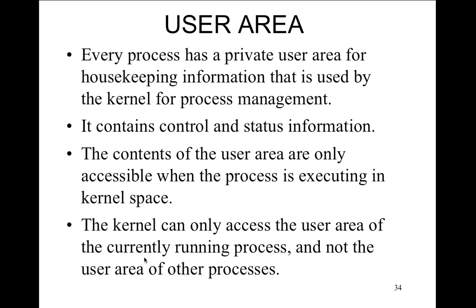So we need a data storage area in that process space to keep track of this information. It contains the user area. The contents of the user area are only accessible when the process is actually executing in the kernel space. So when it's not executing, we can't really get to that. And the kernel can only access the user area of the current running process and not the user area of other processes. So it's constantly pointing to different memory locations for different processes that are supposed to be running and updating each one of them individually.